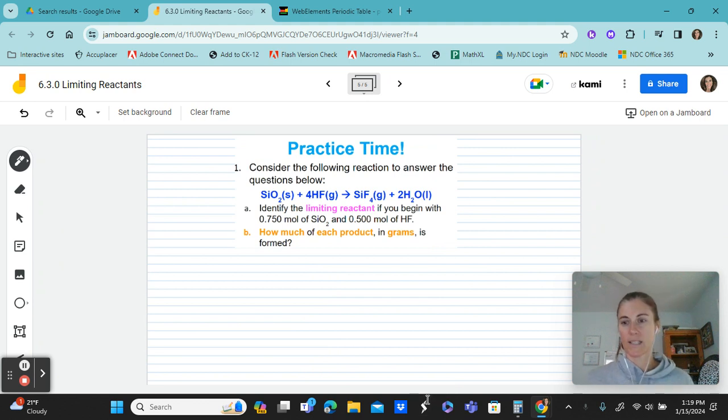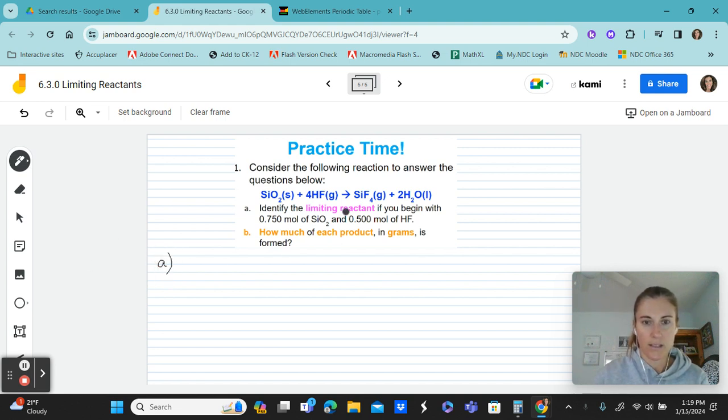All right, this is the same thing. Pause it, see if you can try this on your own. Different equation, it is balanced. They're giving you moles of each reactant. This time they want grams, but what you can do is solve for moles in the beginning and then go to grams once you've figured out who the limiting reactant is. If you need more help, let's do this together.